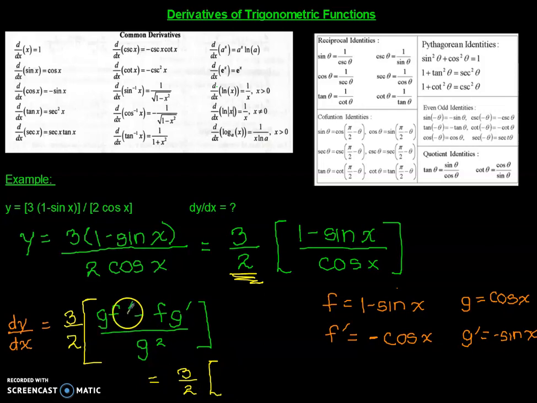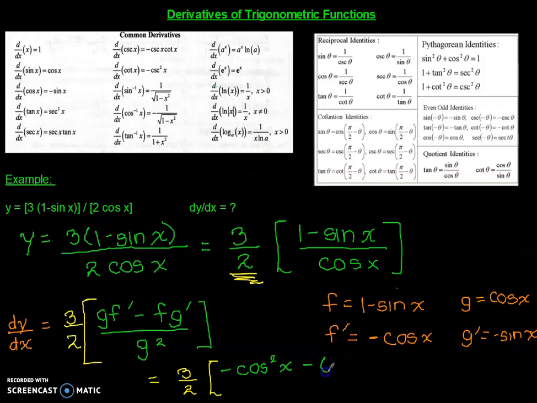All right, so we have g times f prime, which would give me negative cosine x times cosine of x. So I'm going to skip a step here where I write out what I'm going to multiply, and I'm just going to multiply it. So g times f prime, cosine times negative cosine is negative cosine squared. And then minus negative sine times 1 minus sine. So f times g prime.